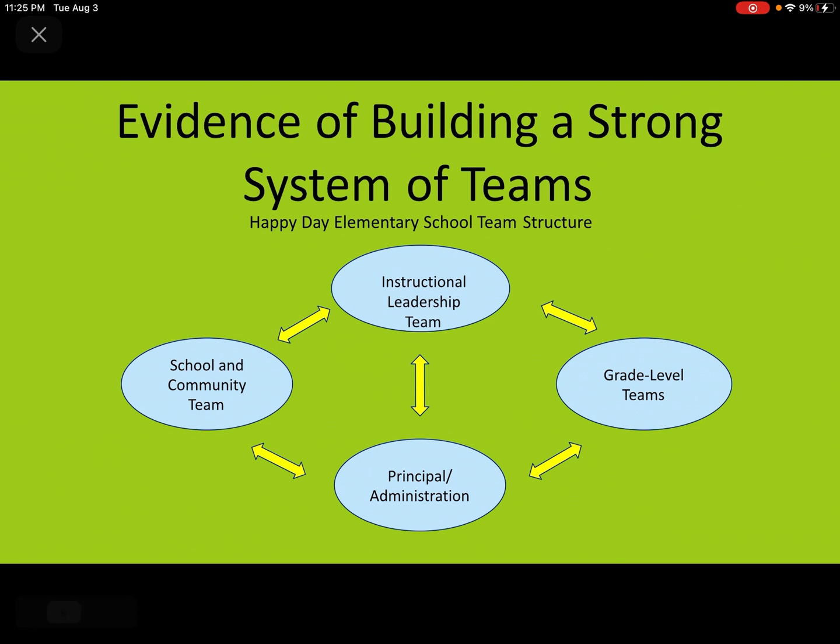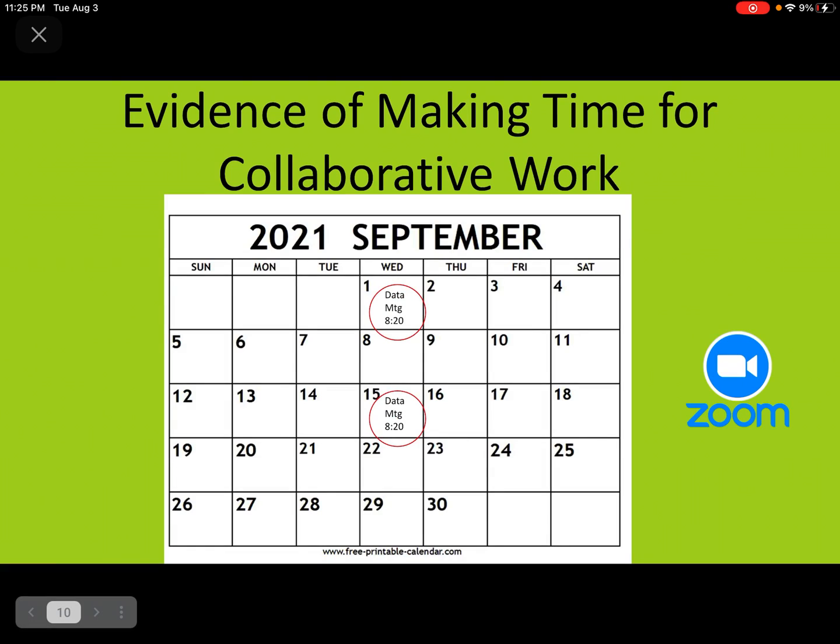This diagram was created to illustrate the connections between the different teams at Happy Day Elementary. The arrows represent the two-way flow of information between the groups to achieve school improvement. And it's important to pay close attention to the connection between the teams, as it is necessary to ensure that everyone is involved in the improvement plan and work that needs to get done.